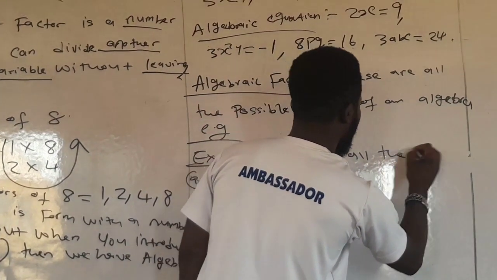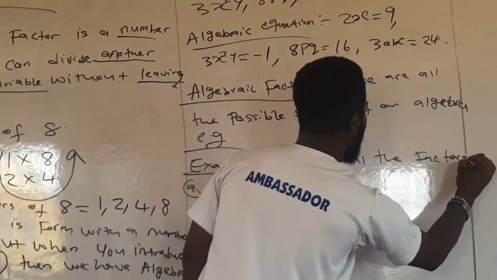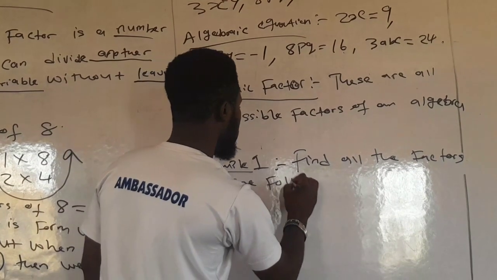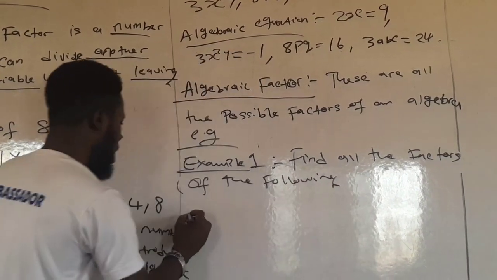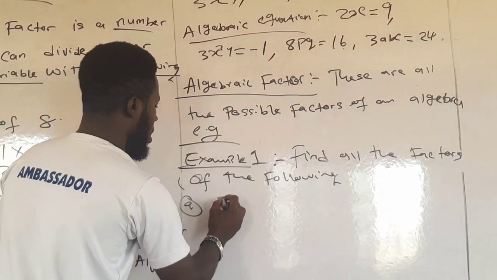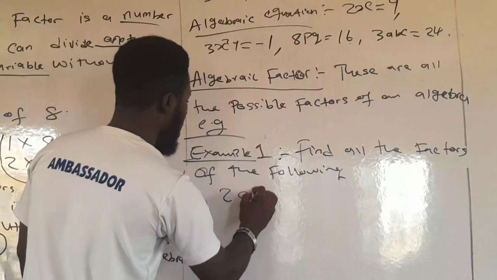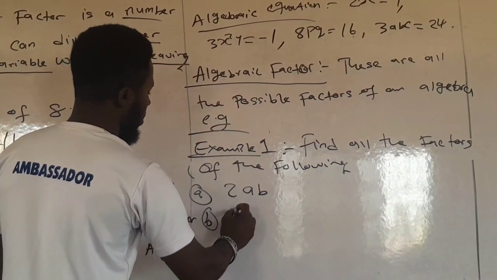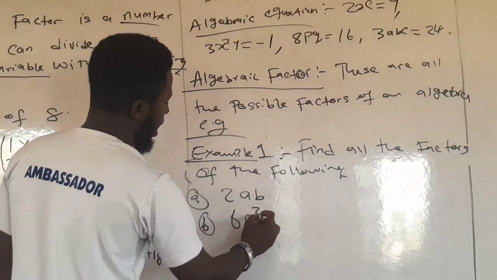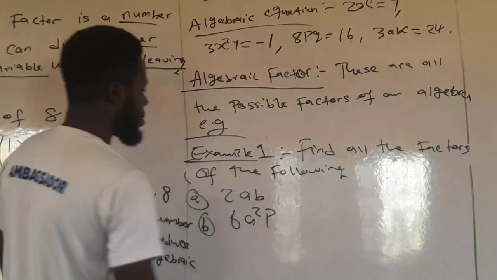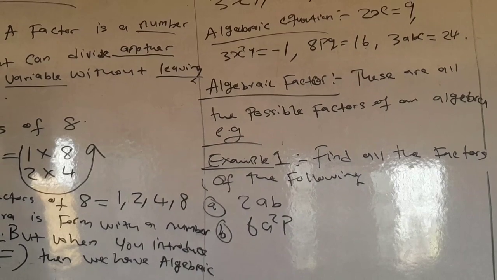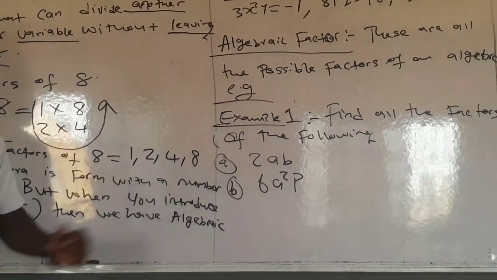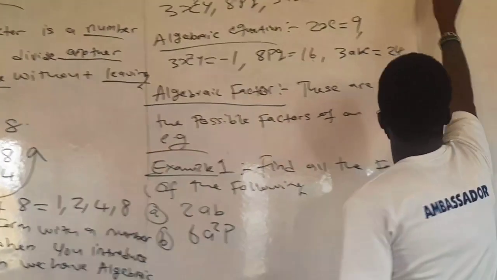Find all the factors of the following. We have A, 2AB, and B, let's say you have 6A squared P. Let's say you're asked to find the factors. How are you going to solve this question? Some of you are already looking at it thinking that it is very hard, but it's very simple. Let's see the solution.